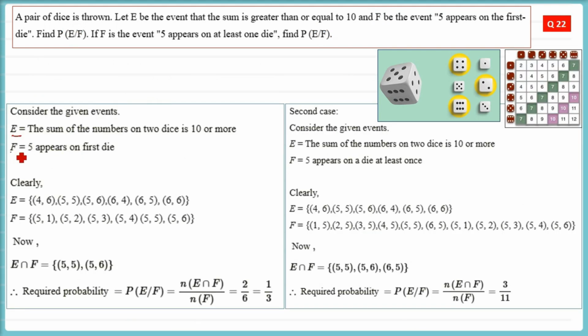So this is what you have to do first. The E remains the same. F changes, and accordingly the results also change, the intersection also changes. So I hope you got the idea. This is how you're going to go about it. So these are two cases and you have to do them separately.